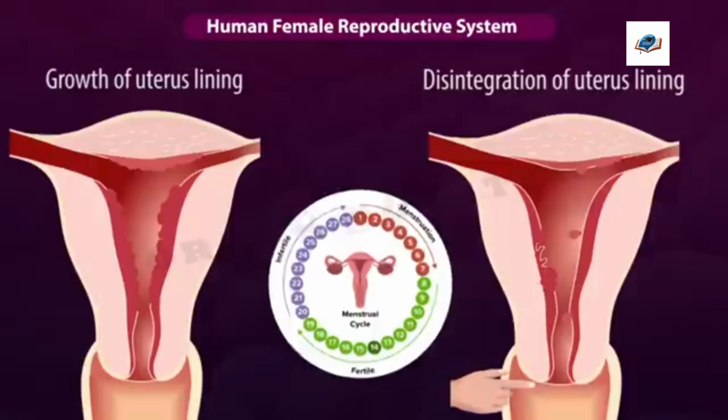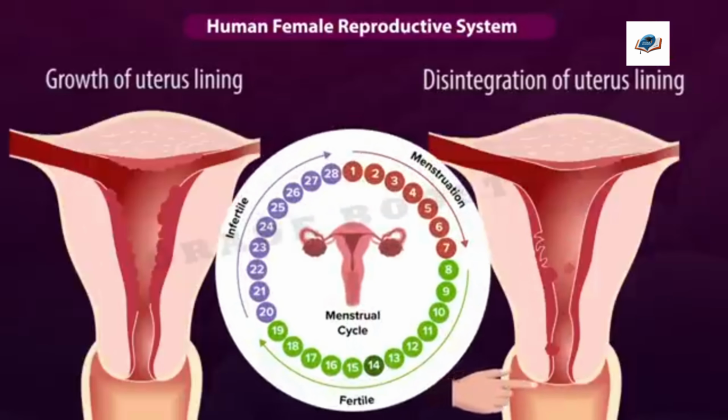The loss of blood and mucus from the vagina lasts for 2 to 8 days. This process is called menstruation. Since this process is periodic and happens every 28 days, it is called the menstrual cycle or periods. This is all about the female reproductive system.